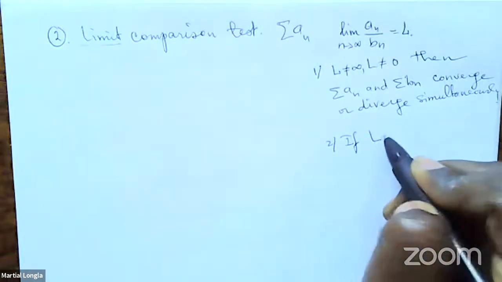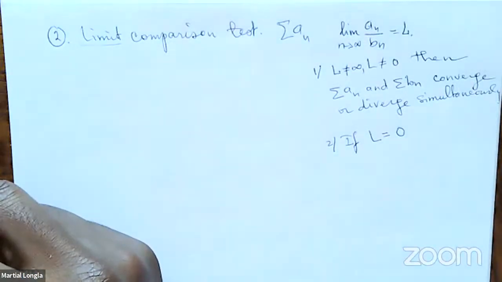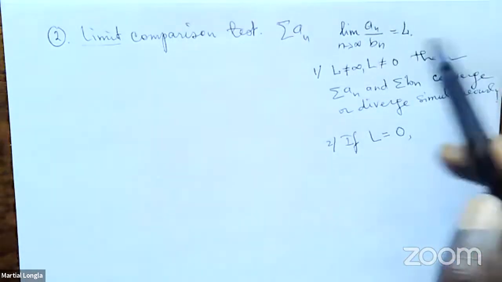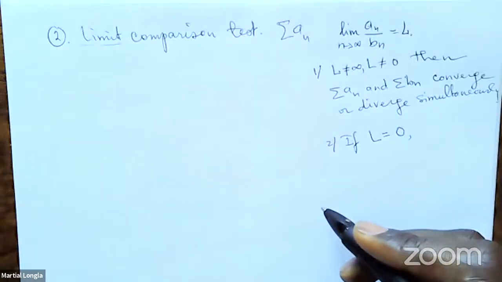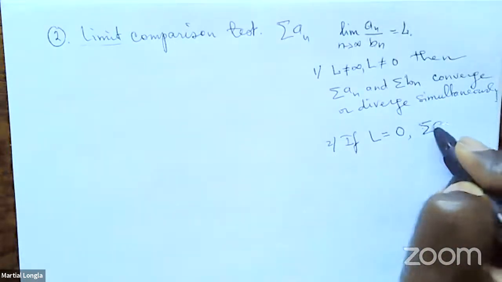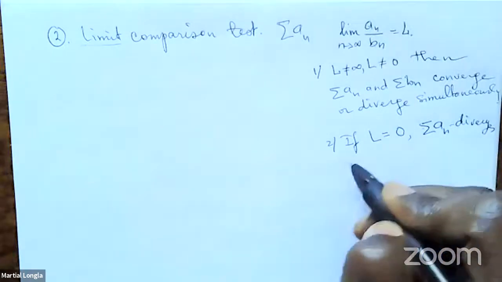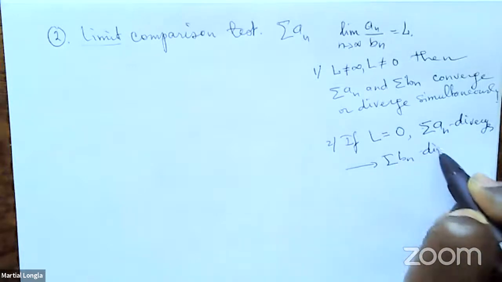If L is 0, that would mean that b_n is too large compared to a_n, and therefore if the sum of b_n... if the sum of a_n diverges, that would imply that the sum of b_n diverges.